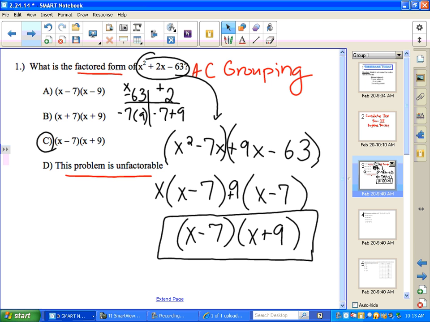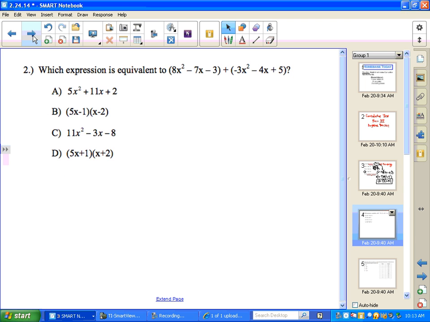All you had to do was AC grouping. Okay, and the answer was there. Remember, the order of those binomials never matters. Okay, number 2. This one's a little bit harder.